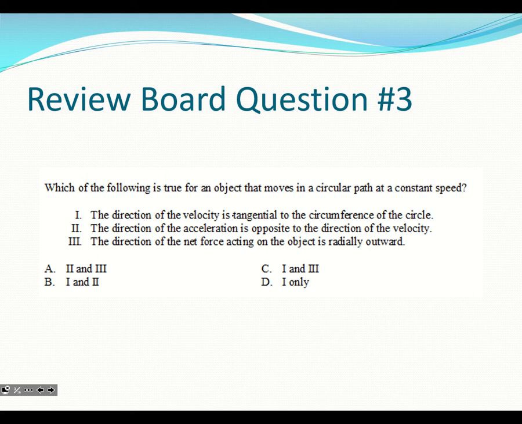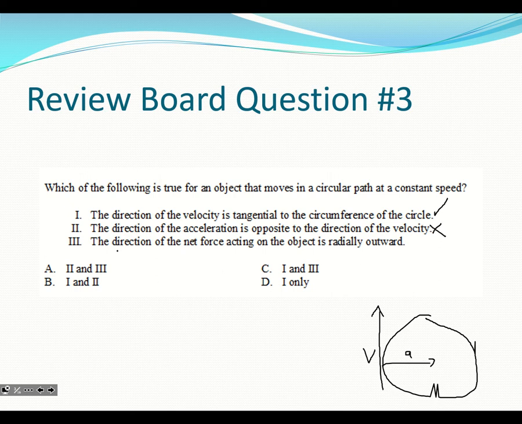Which of the following is true for an object that moves in a circular path at a constant speed? The direction of the velocity is tangential to the circumference of the circle. So if they're moving at a tangent, that's what the speed is, it's always at a tangent. So 1 is definitely correct. The direction of the acceleration is opposite the direction of the velocity. No. The direction of the acceleration is towards the center, so it's not opposite, it's perpendicular.